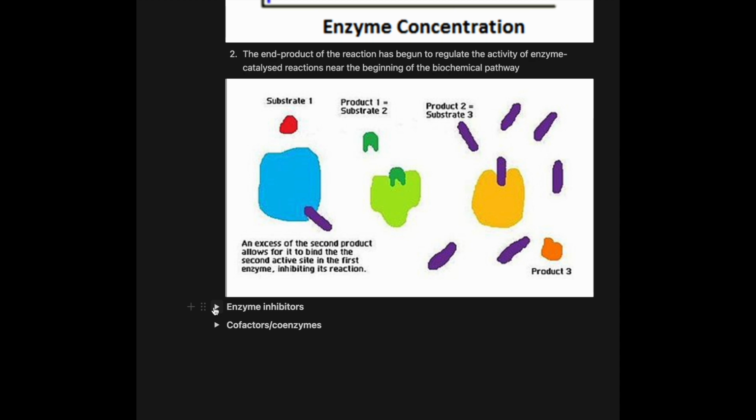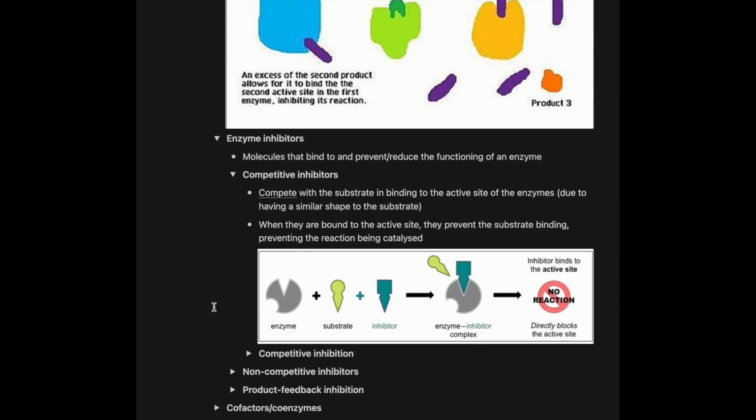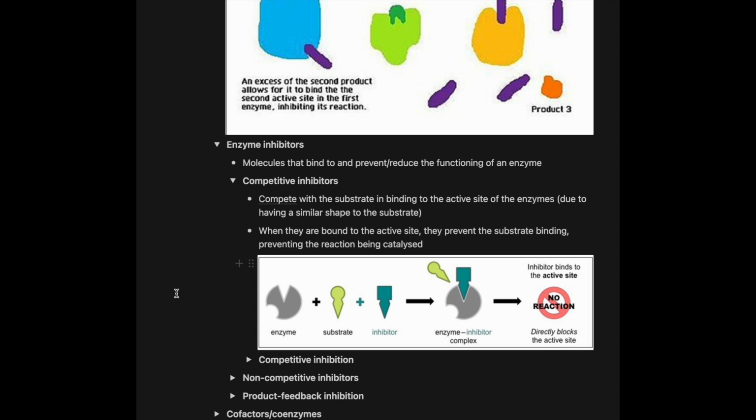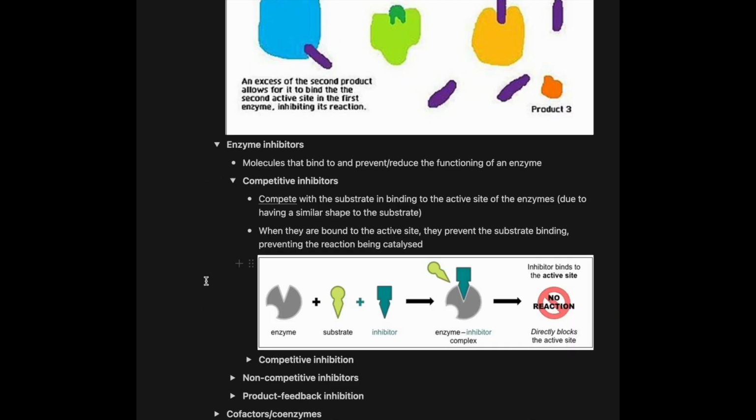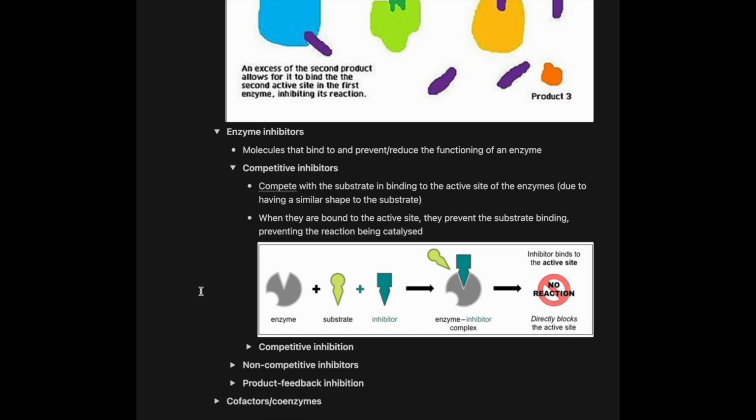So, enzyme inhibitors. These are molecules that bind to and prevent or reduce the functioning of an enzyme. So now there's two types. We have a competitive and a non-competitive inhibitor. So the competitive inhibitor, and this is a key word, competes with the substrate in binding to the active site due to having a similar shape to the substrate.